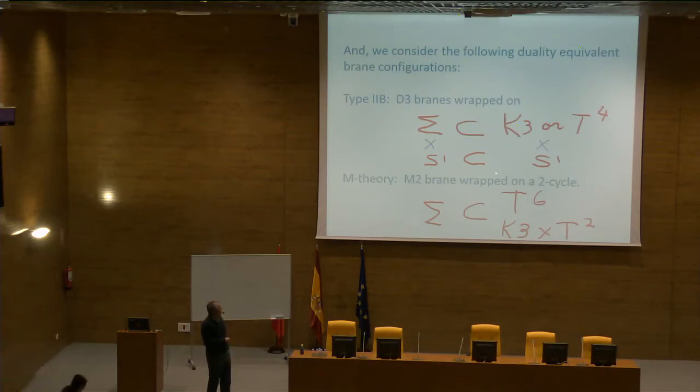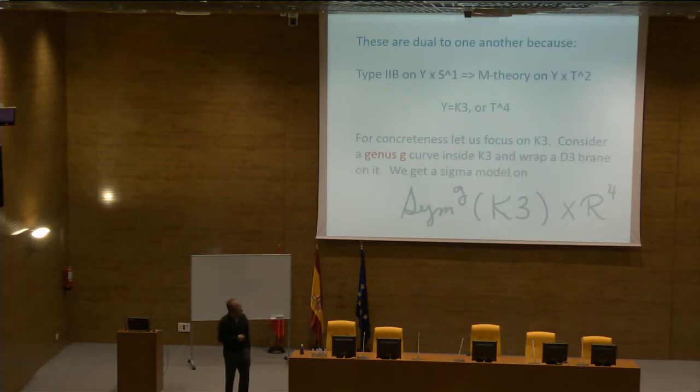And the M-theory description from 11 to 5 is on T6, or K3 cross T2. In that context, it corresponds to M2 branes wrapped around 2-cycles in this geometry. And they are dual to one another. That's a well-known fact. And so let me, for simplicity again, restrict to K3. If we focus on K3, and if you take a genus g curve inside K3, the moduli space of D3 branes that wrap around the genus g curve corresponds to a sigma model.